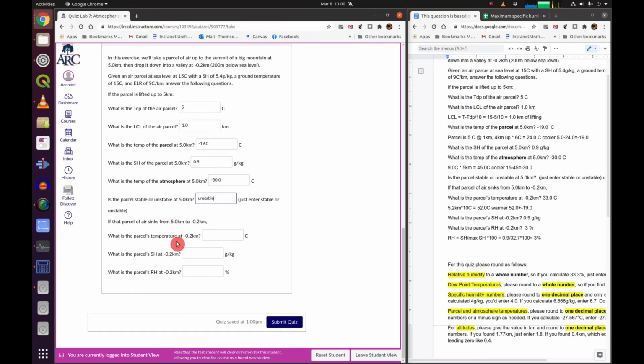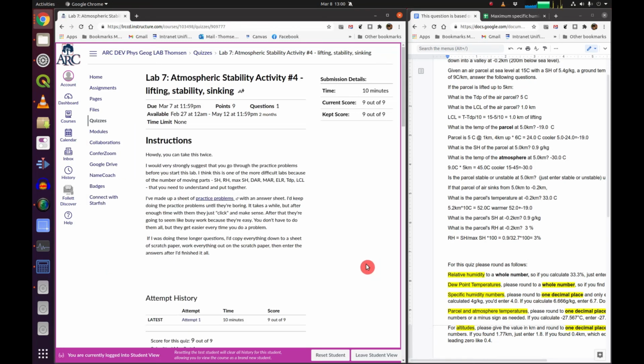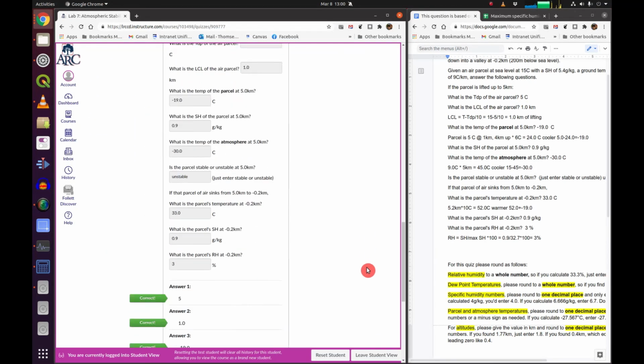And now we're doing the sinking. What is the parcel's temperature? 33.0. The parcel's specific humidity is unchanged at 0.9, and the relative humidity is 3%. So what am I looking at? Relative humidity, that's a whole number. Dew point, that's a whole number. Everything else is rounded to 1 decimal place. Submit quiz. The score is 9 out of 9.